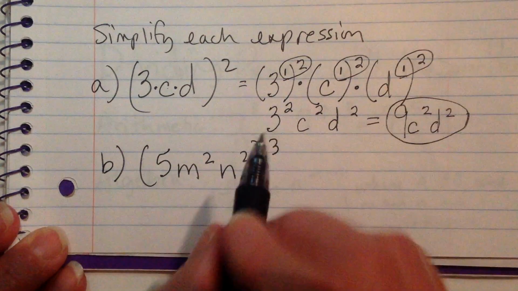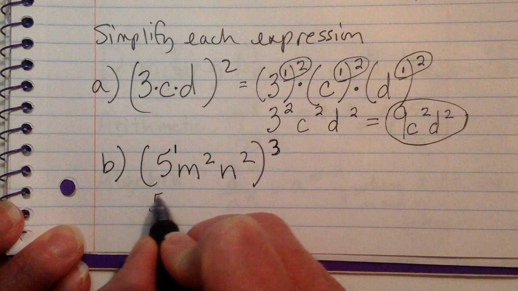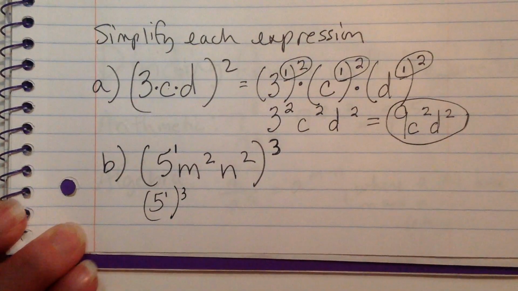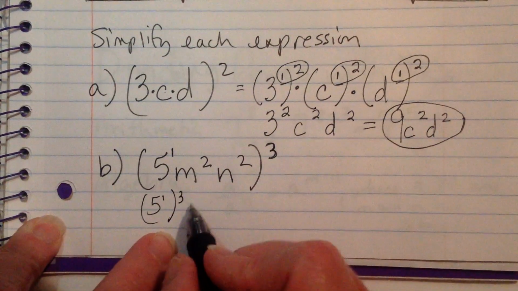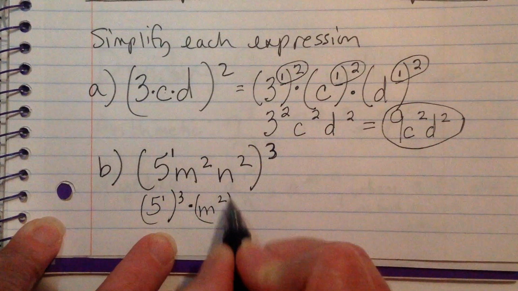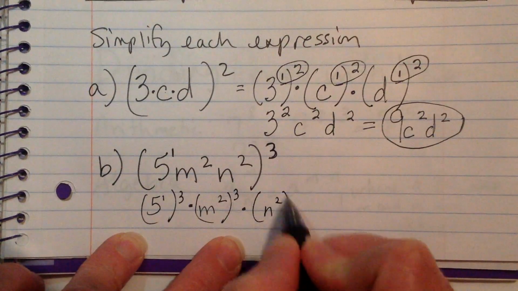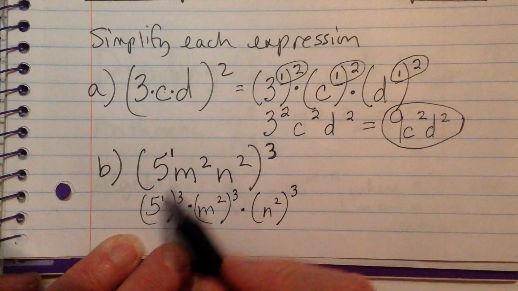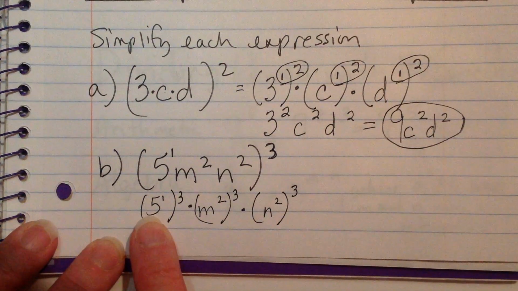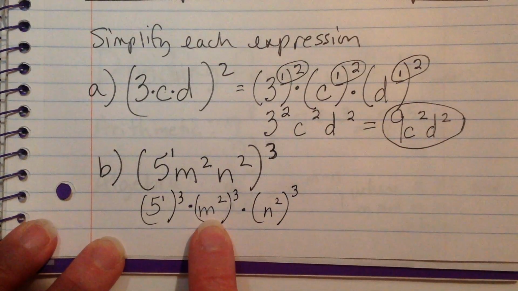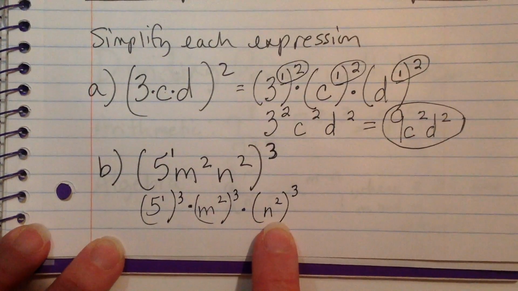Raising each one to the higher power of 3. 5 is to the first, so I'm going to take 5 to the first and cube it. That means the same thing as me writing down 5 3 times. I'm going to take m squared, parentheses around it, and cube it. And I'm also going to take n squared, parentheses around it, and cube it, raising each one to the third power. That's just the same as me writing 5 times itself 3 times, or writing m squared times itself 3 times, and writing n squared times itself 3 times.